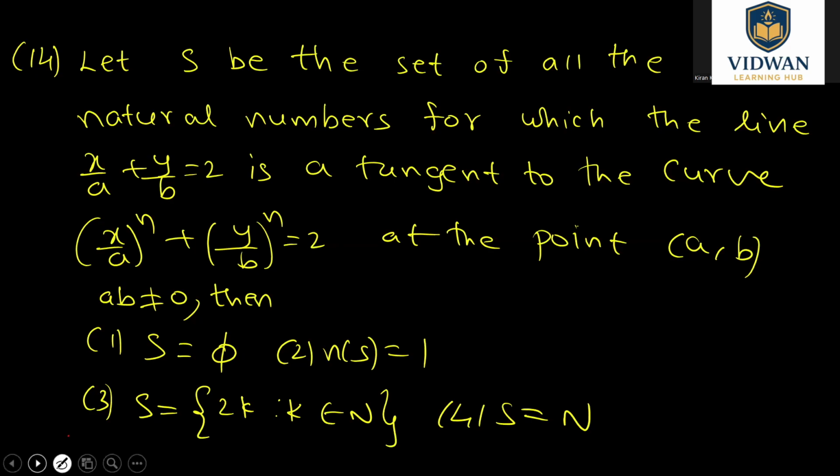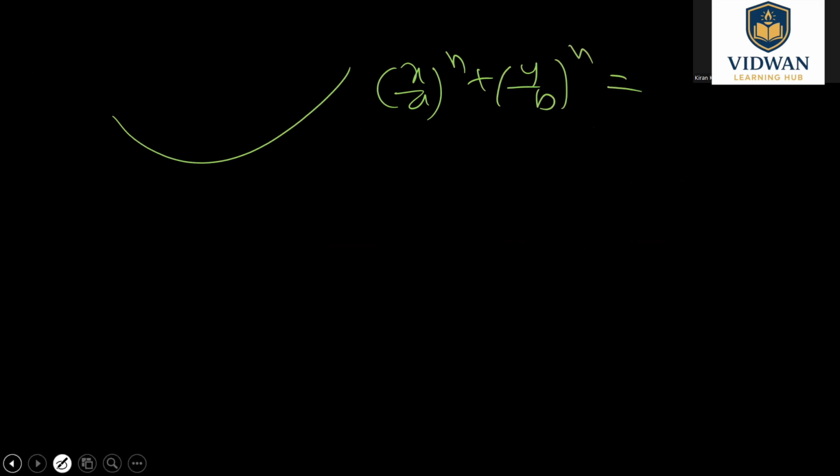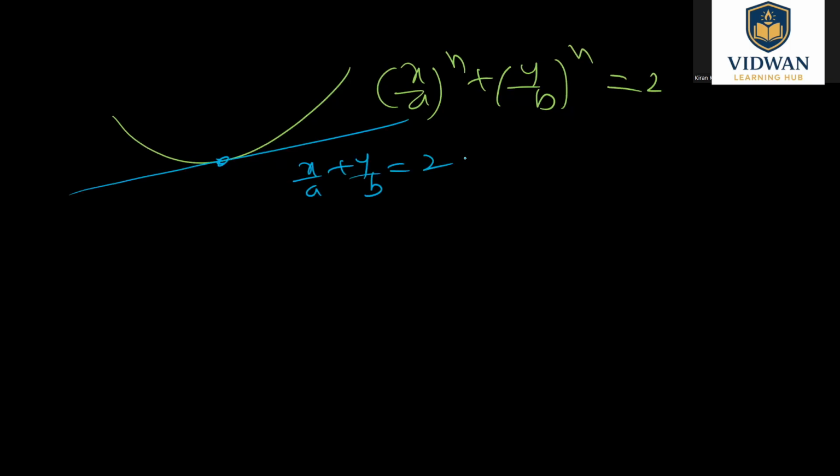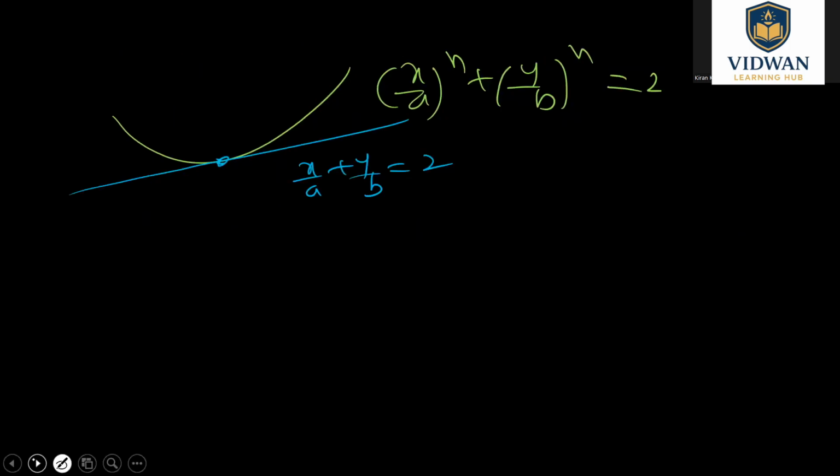So we'll draw some random curve here. This is x by a power n plus y by b power n equal to, so what is the curve given? 2. And it is given that the line x by a plus y by b equal to 2 is a tangent to it. What should be the value of n? And at what point is the tangent? At the point (a, b) they mentioned.